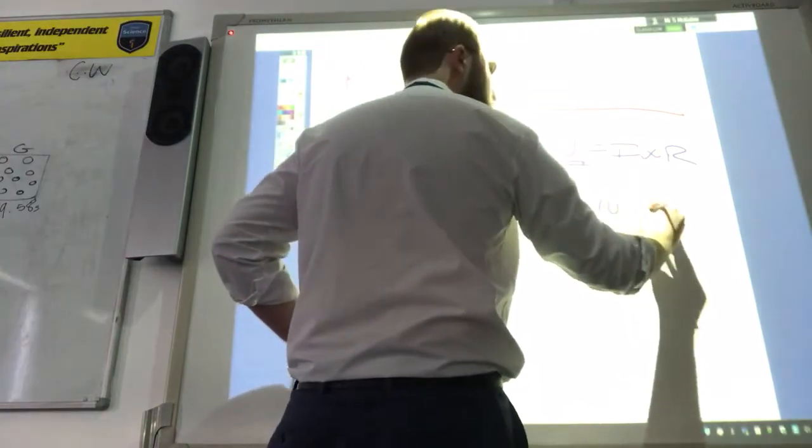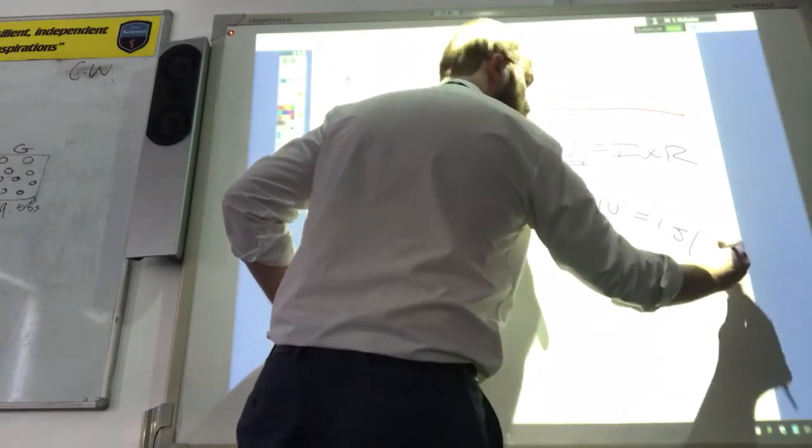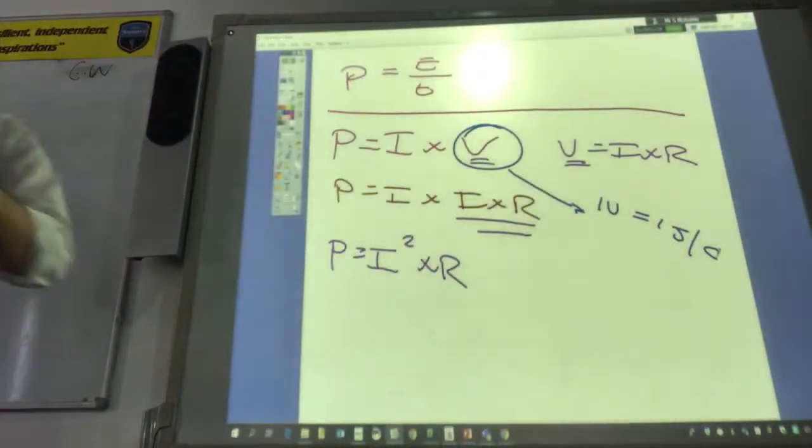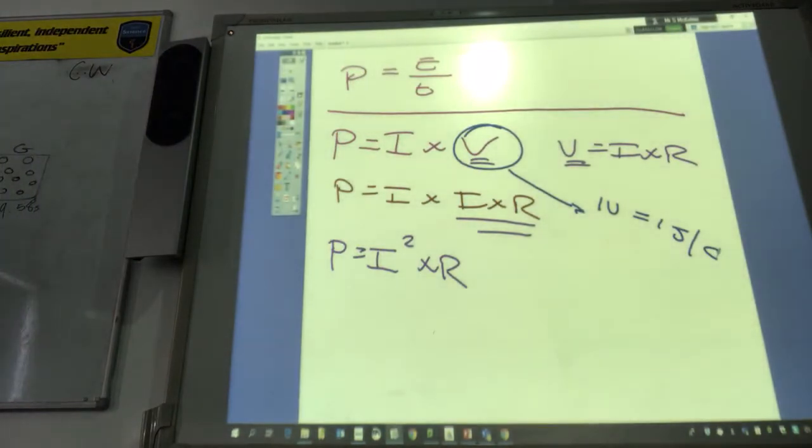In electricity, 1 volt is equal to 1 joule per coulomb. 1 packet of energy per packet of electrons. So a volt is a certain amount of energy per coulomb. If I increase the voltage, I increase the amount of energy that coulomb is able to transfer to different circuits.